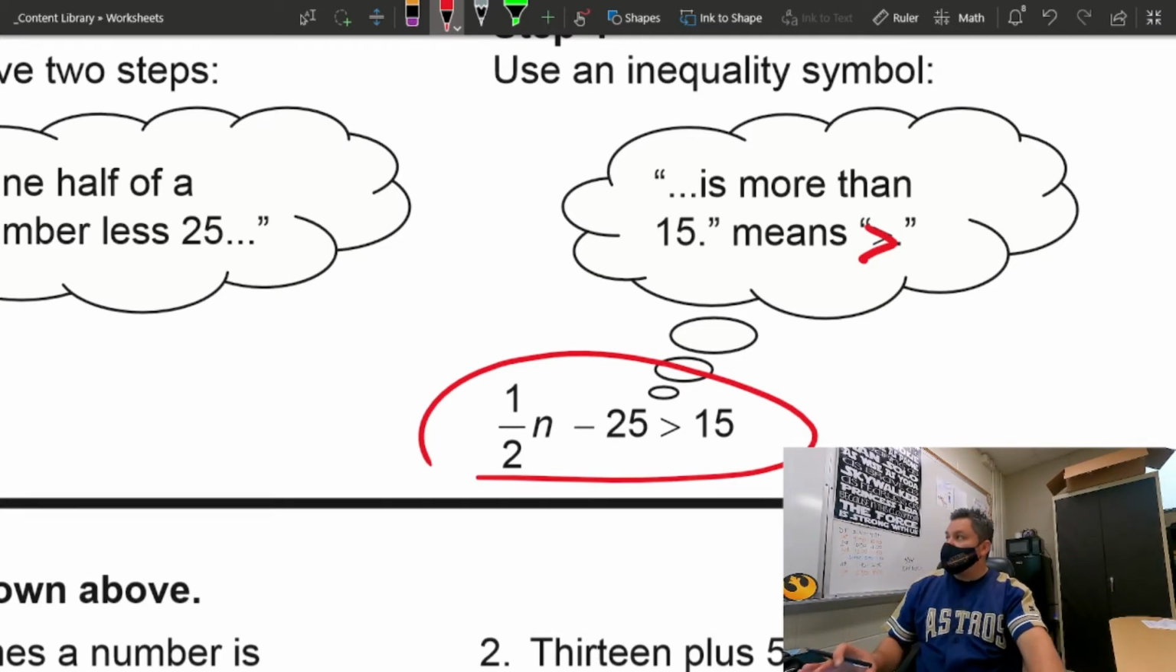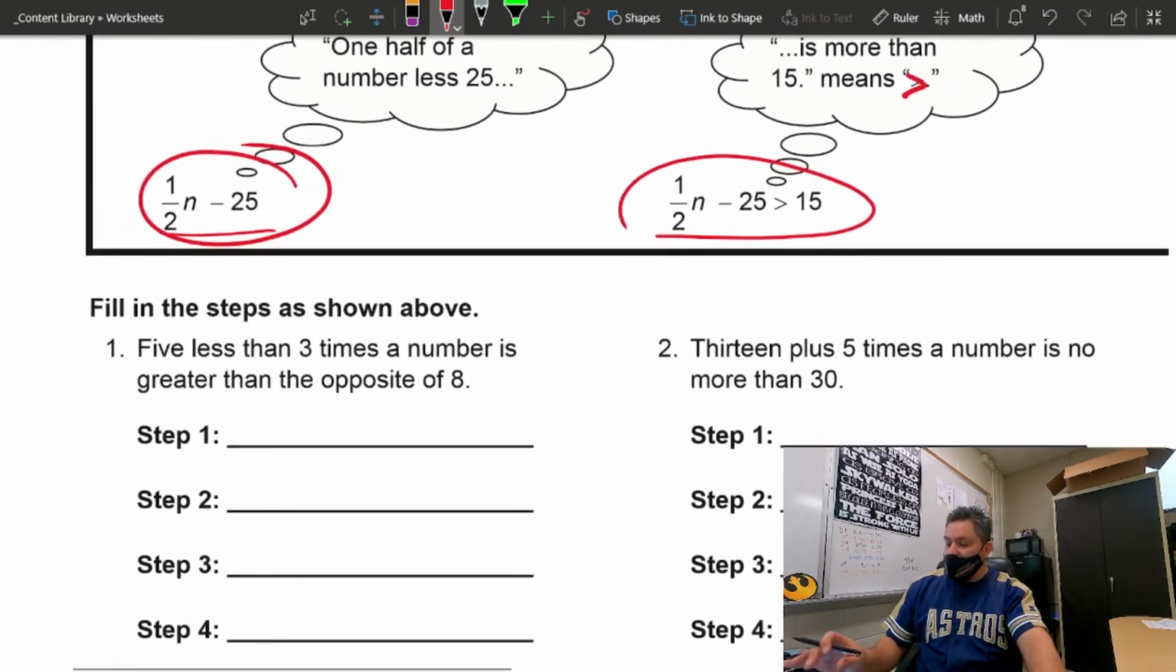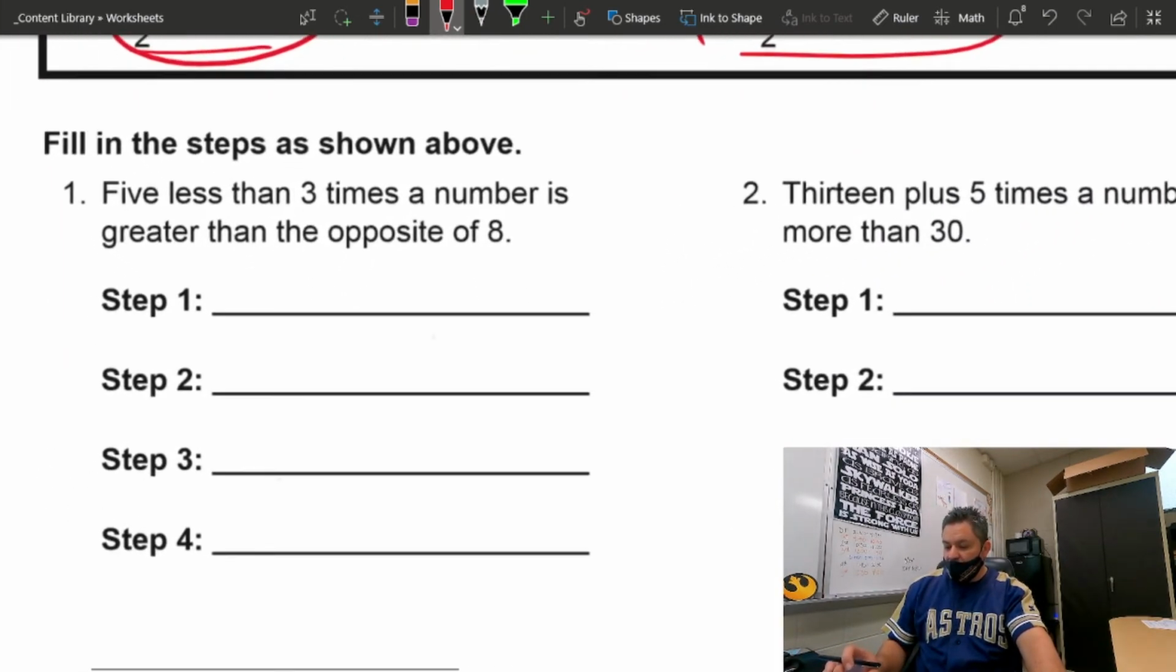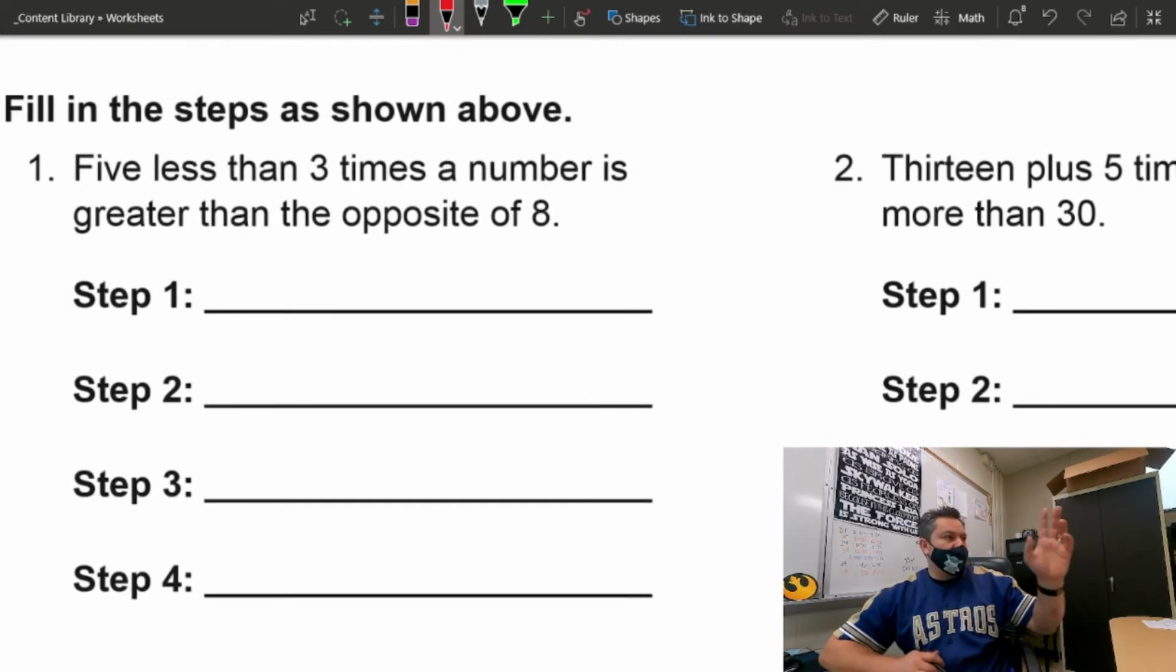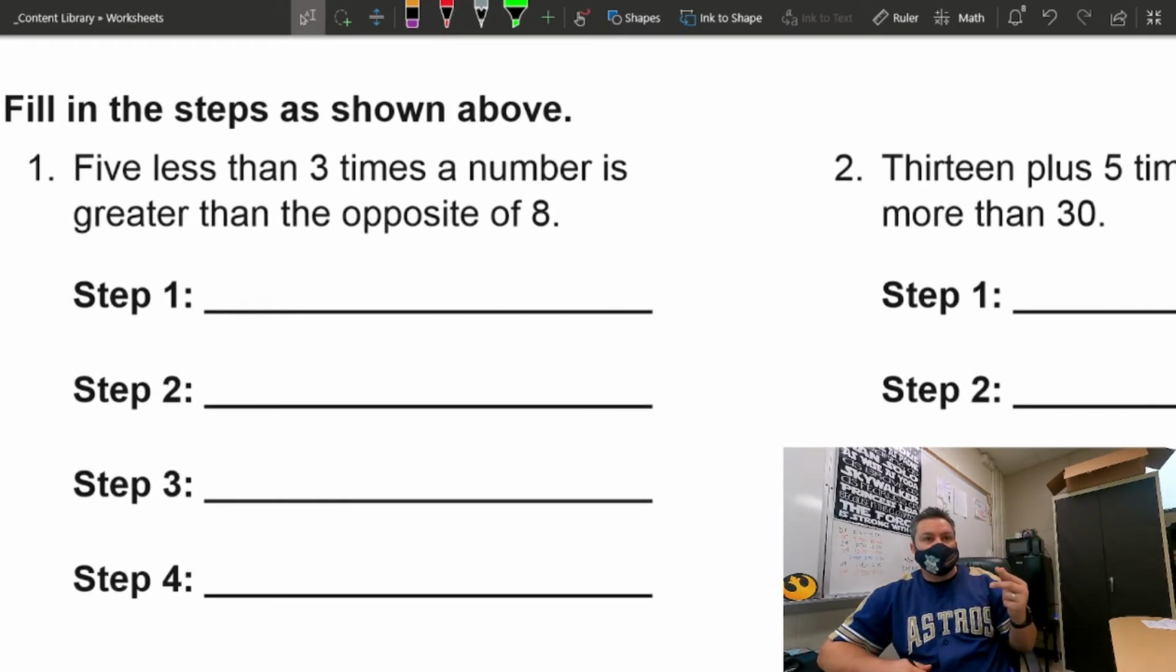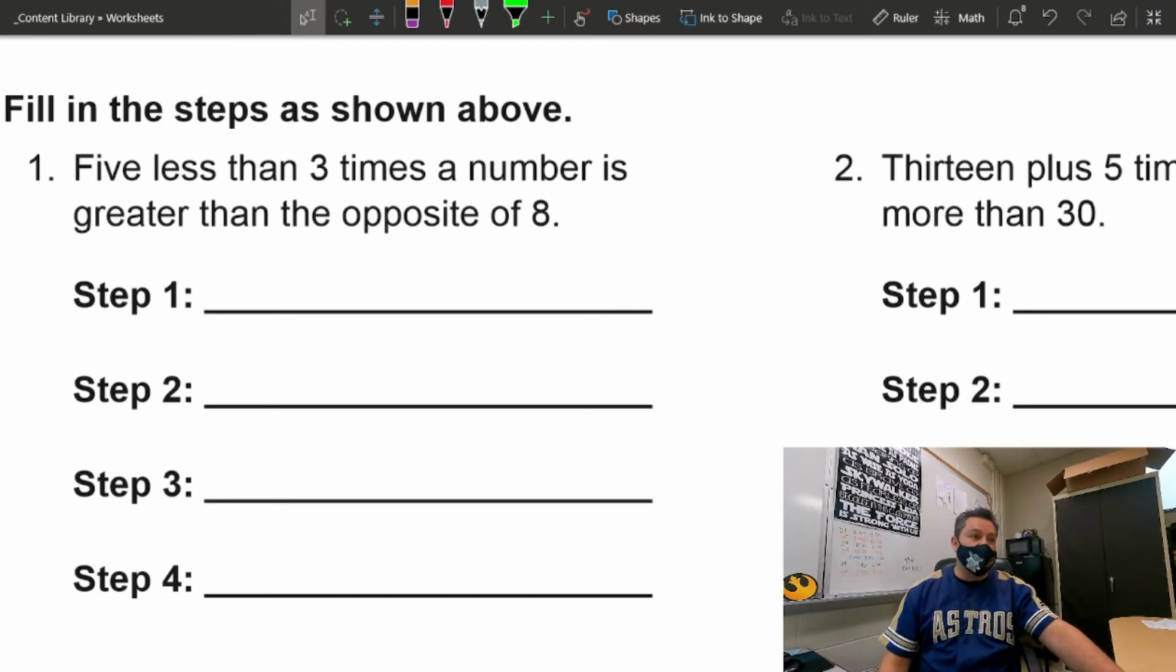So we have two samples that we're gonna work on over here at the bottom. Number one, or word problem. Step one, we're gonna recognize whether we're adding or subtracting and write it down. Remember, most of the time when you're adding or subtracting, that goes with the variable, okay? The variable is gonna be the letter on the inequality. So, number one, 5 less than 3 times a number is greater than the opposite of 8.